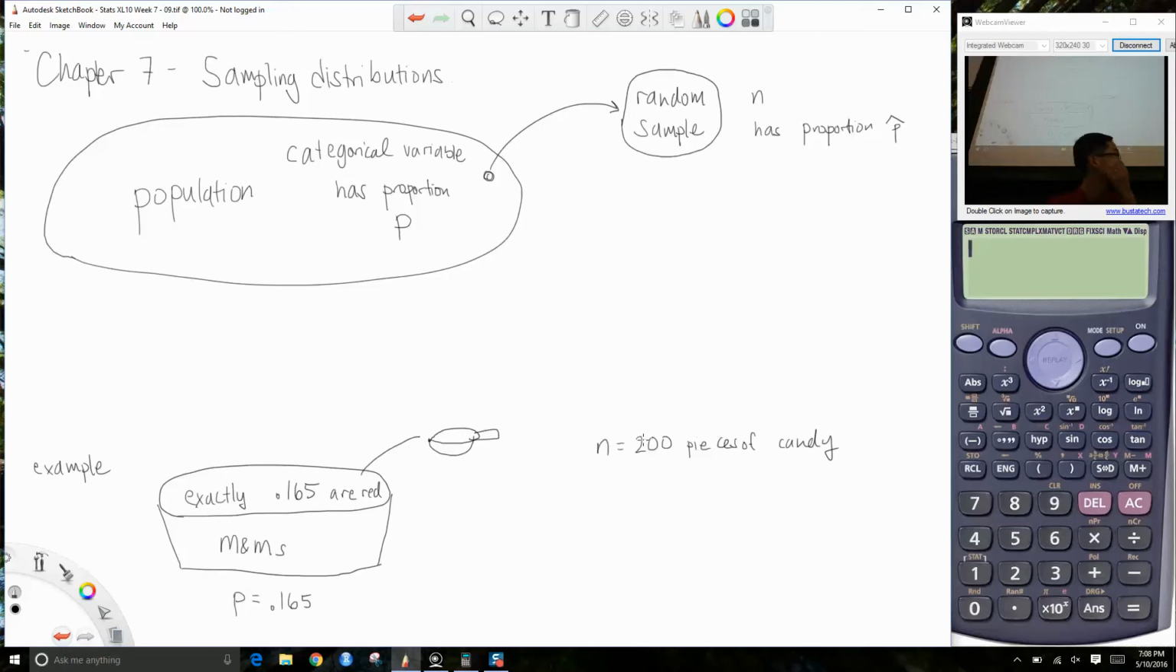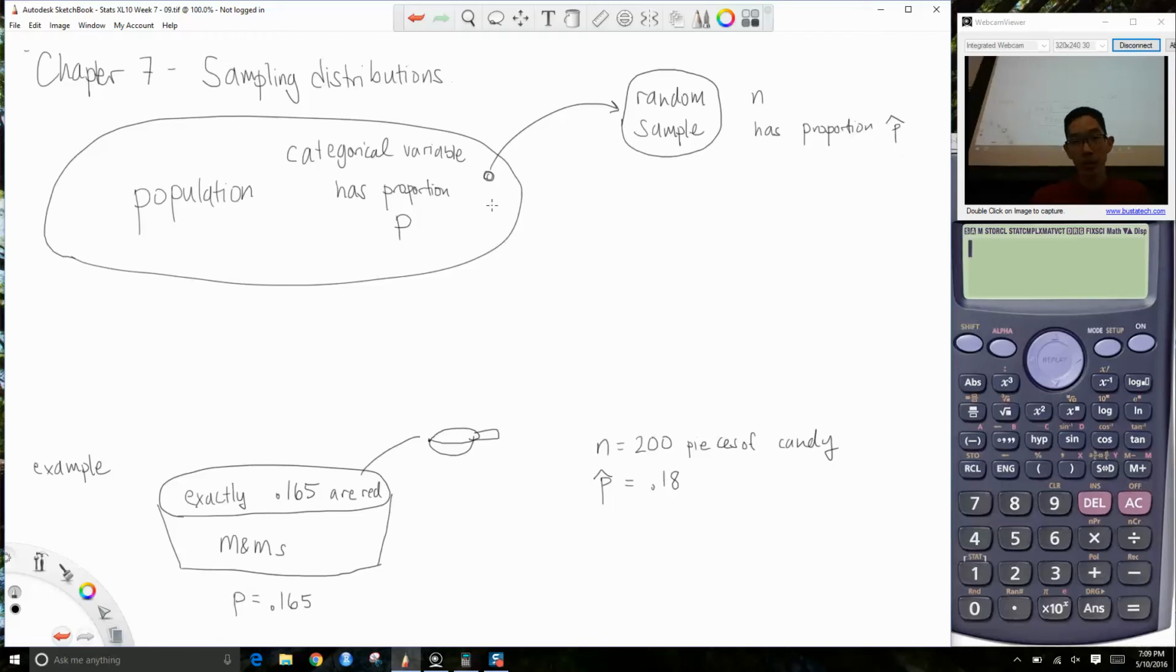And if I looked at how many are red, what proportion of red candies might I see? Would I get exactly 0.165? Maybe, so something around there. So maybe my p hat for this random sample, let's say, is 0.18. Okay, so I get 18% red. I don't know, okay? And so I record this value, p hat, okay?